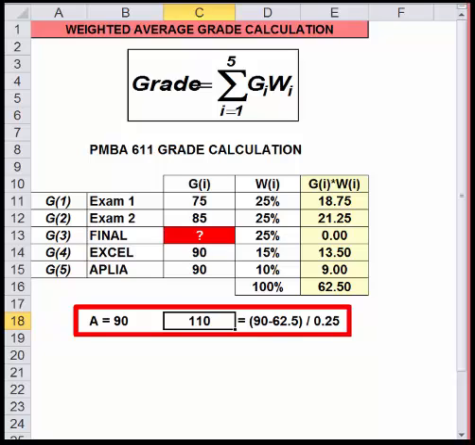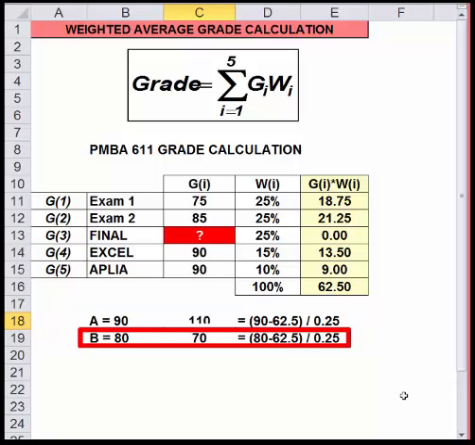Well, that's not going to happen. So how about a B? For a B, you need 80. So 80 minus 62.5, divided by 25%, tells you a 70. You need a 70 to make a B.